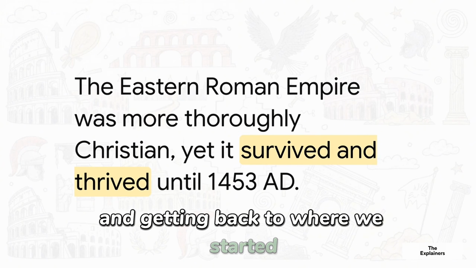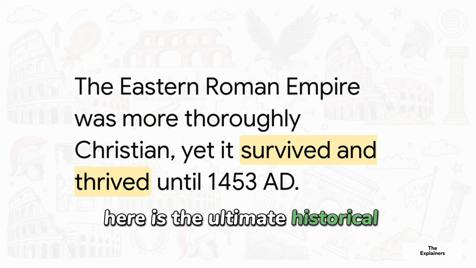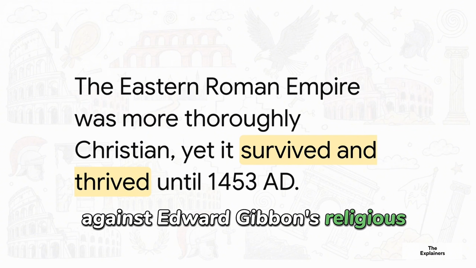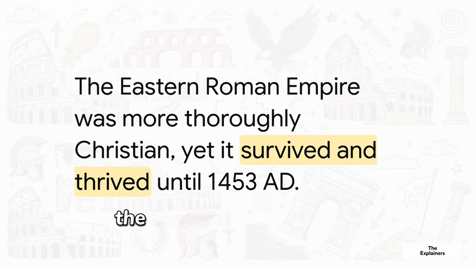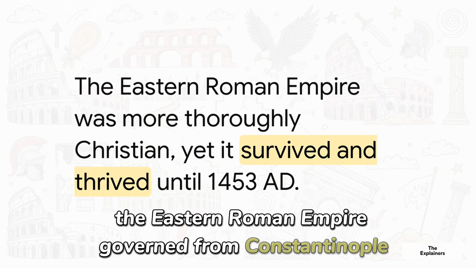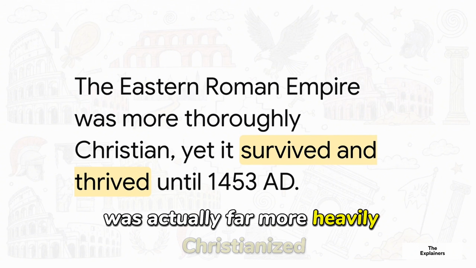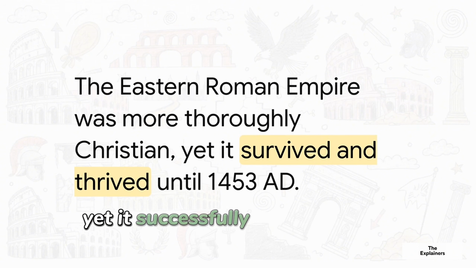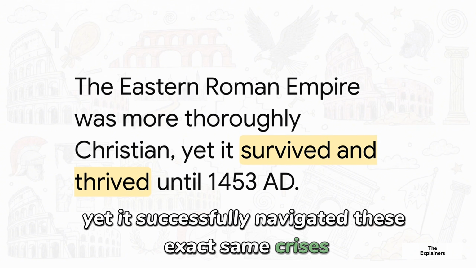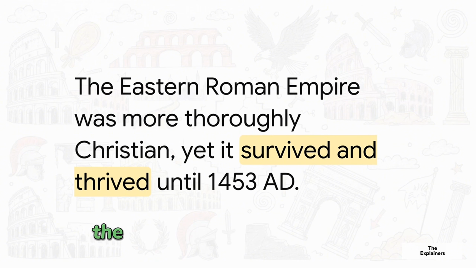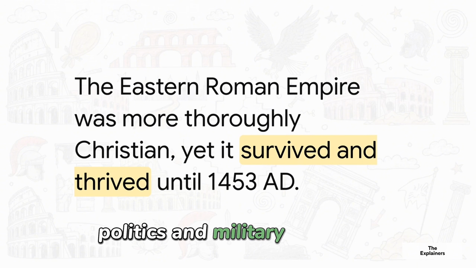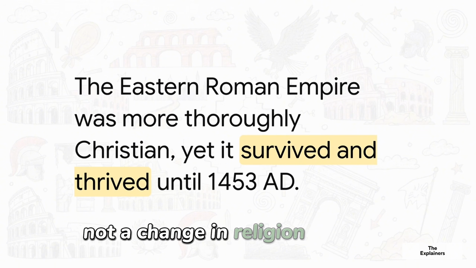And getting back to where we started, here is the ultimate historical proof against Edward Gibbon's religious theory from the beginning of this explainer. The Eastern Roman Empire, governed from Constantinople, was actually far more heavily Christianized than the West. Yet it successfully navigated these exact same crises. The economic shifts, the plagues, the invasions, they survived it all and kept going for another 1,000 years, all the way until 1453 AD. So the collapse in the West? It was a failure of geography, politics, and military economics, not a change in religion.